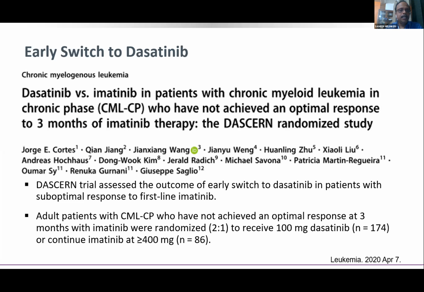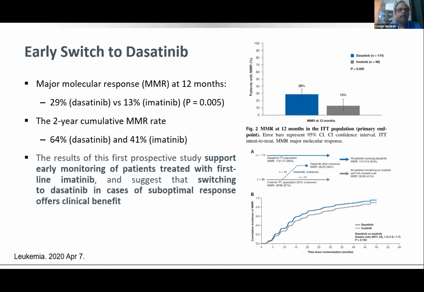Lastly, to discuss this trial, the Dasatinib RCT, where patients who were on imatinib and did not have a good response at 3 months were switched over to dasatinib, randomized to either switching over to dasatinib or to the same dose or a higher dose of imatinib, right? So imatinib 600 or 800 or continuing with 400 versus dasatinib.